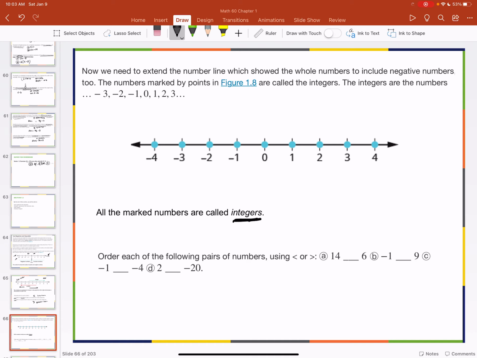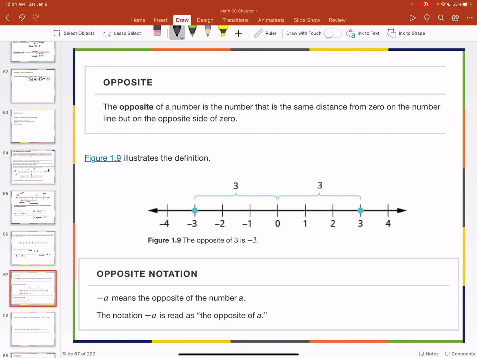So let's go ahead and order these numbers. So for A, 14 is what? You can either use less than or greater than. 14 is definitely greater than 6, yeah? -1 is to the left, so it's less than 9. So that's one way you can tell. Imagine a number line and say, okay, where would it be on the number line? -1, is that greater than or less than -4? So here's -4, and here's -1. -1 is to the right of -4, so it's greater than, okay? It makes sense. If you owe $1, that's better than owing $4, yeah? So 2 and -20, of course, 2 is going to be greater than -20.